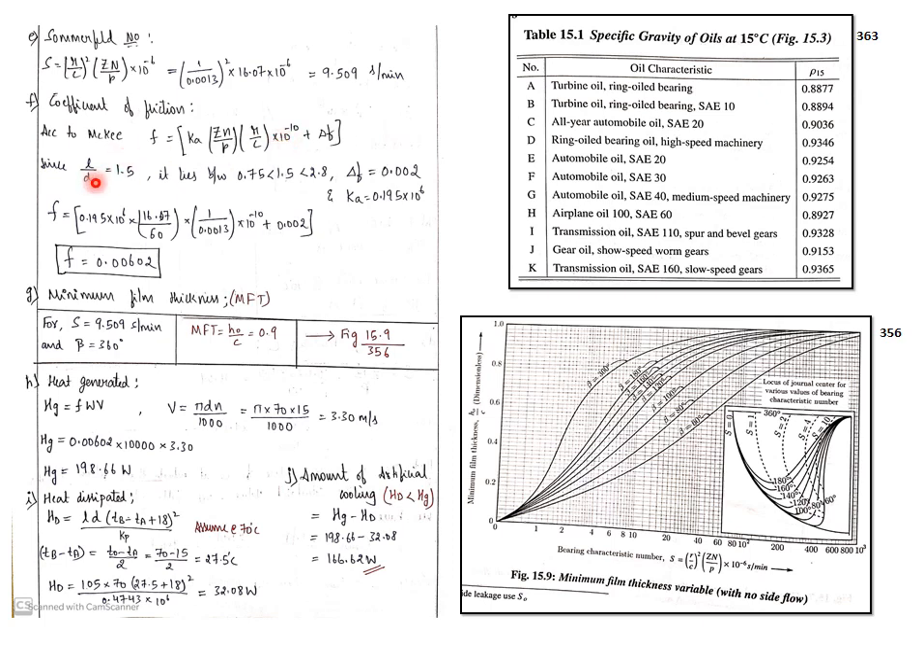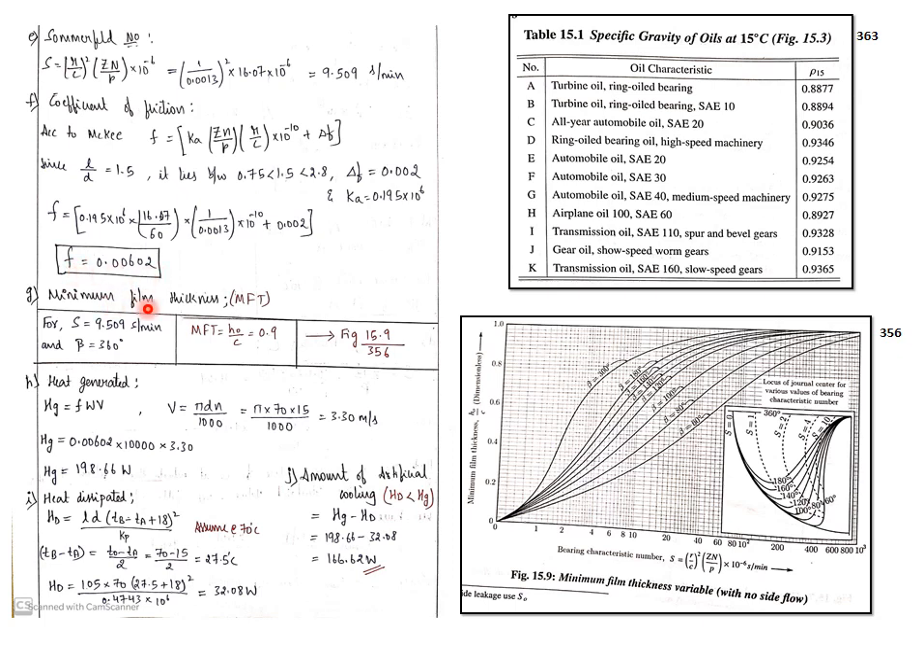Next, the coefficient of friction according to Mckee's equation. L by D is 1.5. It lies between this constraint, hence delta F is equal to 0.002. This is the correction factor. Similarly, the Ka value is 0.195 into 10 raised to 6. Substitute the values of all unknown parameters in Mckee's equation to find the coefficient of friction, that is F. Once you get the value of F, just write it down.